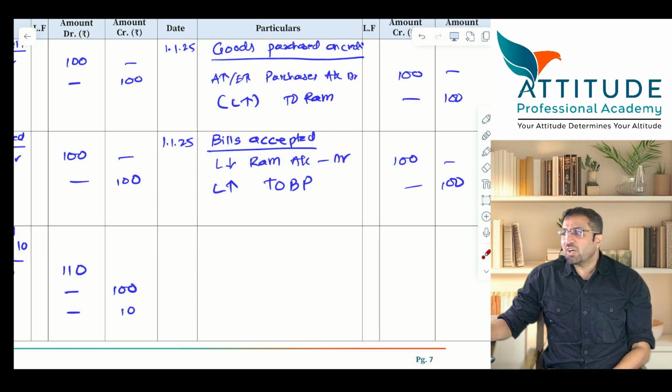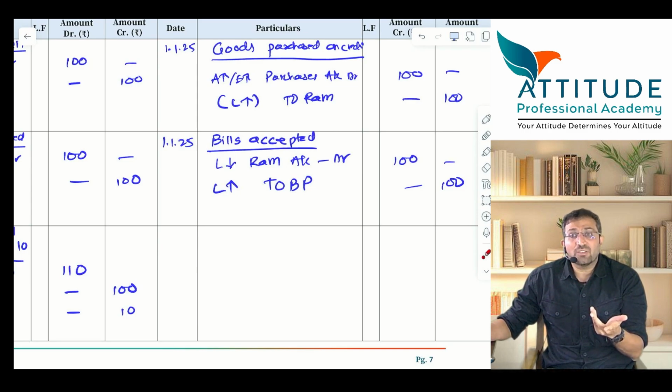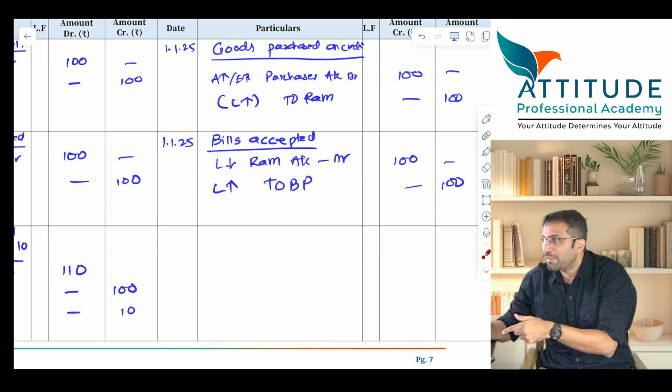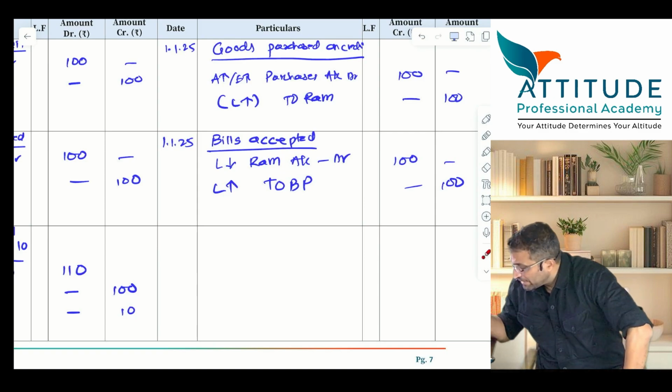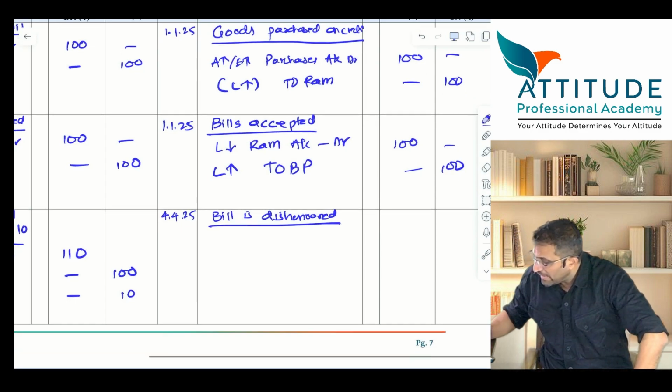Now tell me, on the maturity date, I don't make the payment. If I don't make the payment, for me it is again a bills payable only, no? But now payable to whom? Ram. Again Ram will come into my books. Tell me the entry. 4/4. Let me see how many of you are smart enough to tell this. Noting charges are there, 4/4/2025. Tell me. The bill is dishonored. So the dishonored entry.